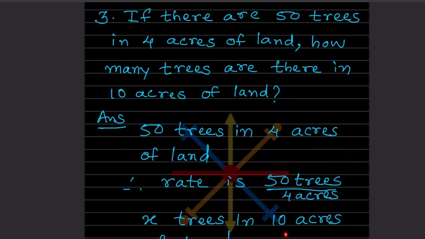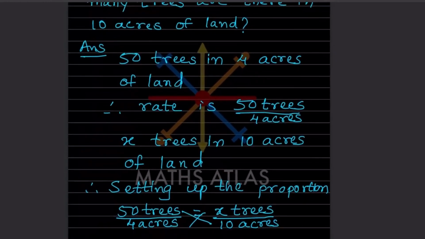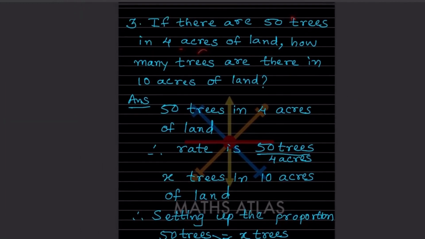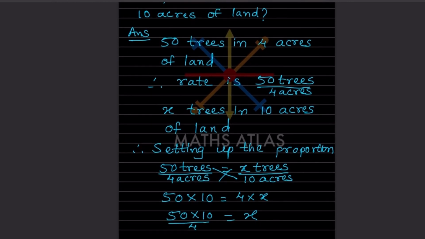So x trees in 10 acres of land. We don't know how many trees are there, right? So what will we put here? Look at the second sentence. How many trees are there in 10 acres of land? So X trees are there in 10 acres of land. So how will you set up the equation? Now look at here. This is 50 trees and 4 acres. And here is X and here is 10. So how will you set up the proportion? Now look at here.